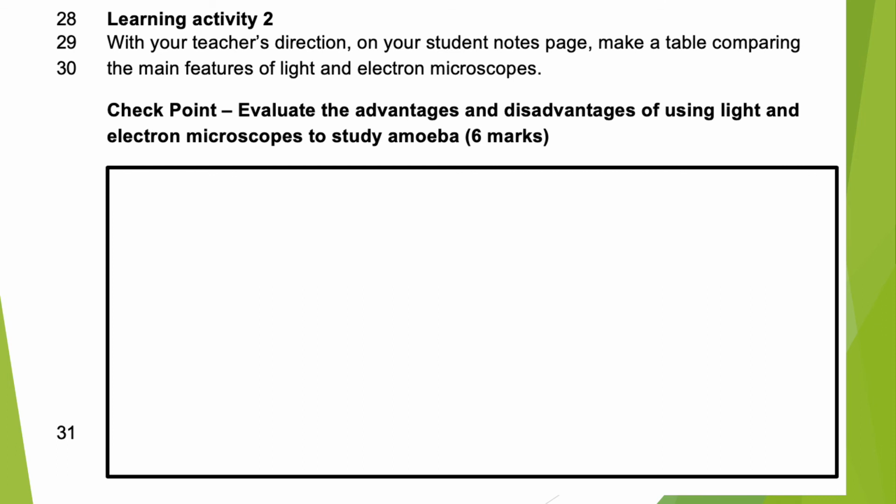So this is how I would do it. Make a table, 2 columns, one that says light microscope and one that says electron microscope. And then in each column, tell me what are the advantages and disadvantages of light microscopes. And then on the other side, tell me the advantages and disadvantages of electron microscopes. Okay, so go ahead and do that. Pause the video right now and we'll come back and I'll let you know what answers I got.